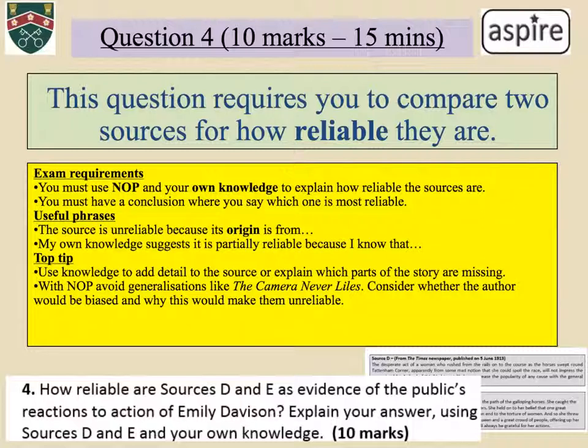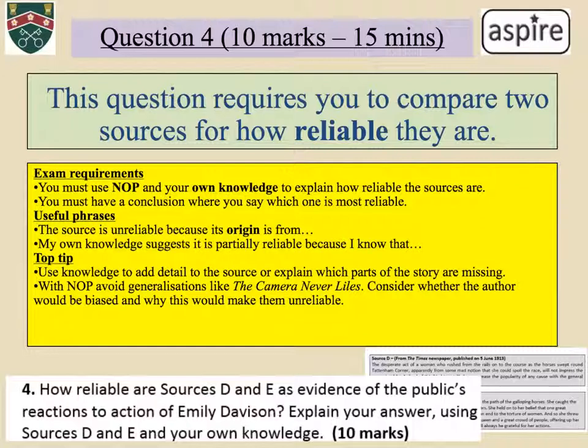When using NOP, you need to consider whether the nature, the origin or the purpose of the source affects its reliability. So, for example, if you had a speech from Margaret Thatcher during the poll tax riots, you'd need to think about whether the fact it's written by her would affect how reliable and truthful the source might be.